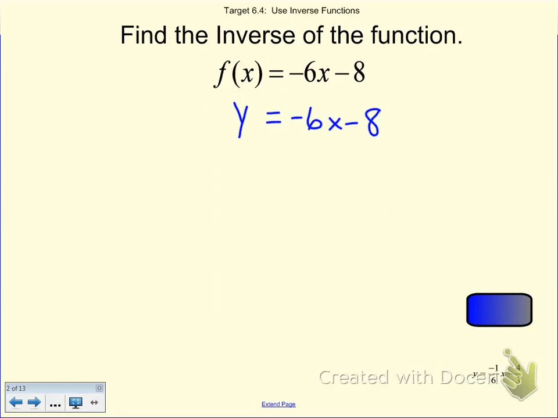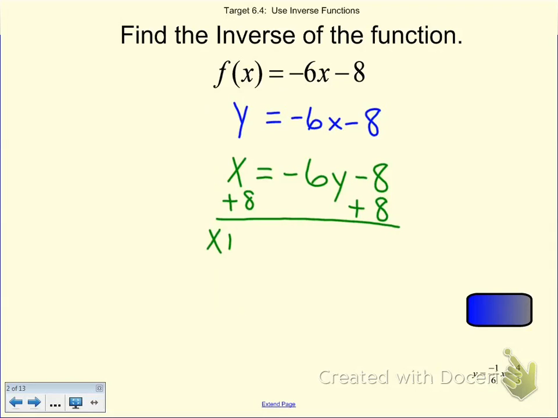Now we're doing the inverse of the function. Whenever we're doing the inverse of the function, we're going to switch the x and the y. So it becomes x equals negative 6y minus 8. And now we're going to solve this equation for y. We're going to add 8 to both sides. Get x plus 8 equals negative 6y. And then divide everything by negative 6.